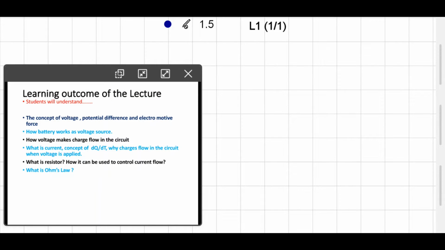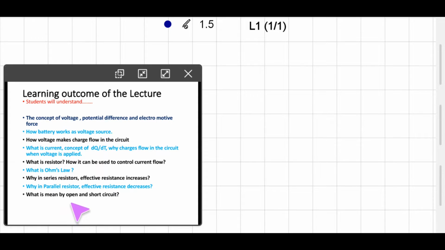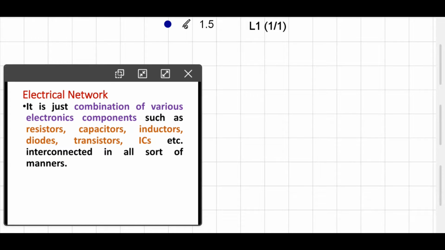Then student will understand why in series resistors effective resistance increases, whereas in parallel resistors why effective resistance decreases, and what is meant by open circuit and short circuit. So these are the concepts which we are going to consider, and after completing this lecture the student will be able to understand these things. Thereafter, what is KCL and KVL, Kirchhoff's voltage law and Kirchhoff's current law.